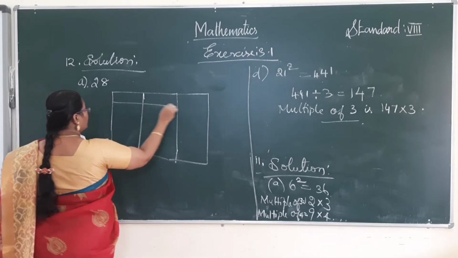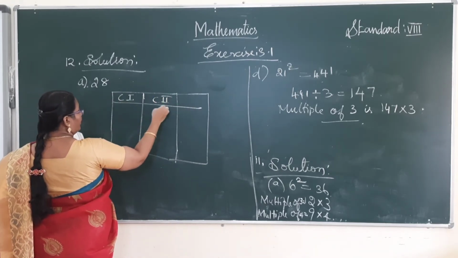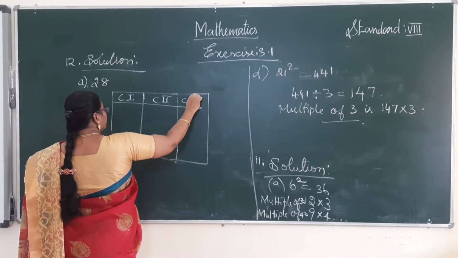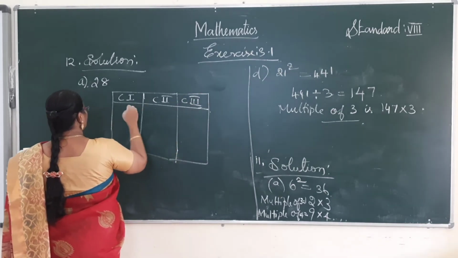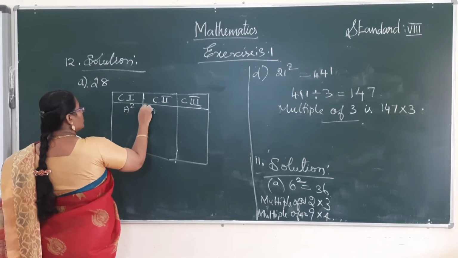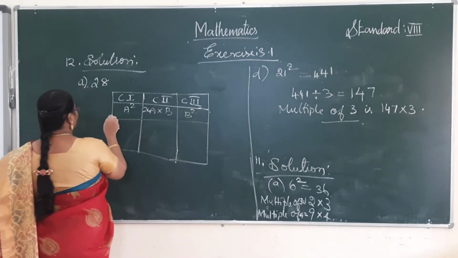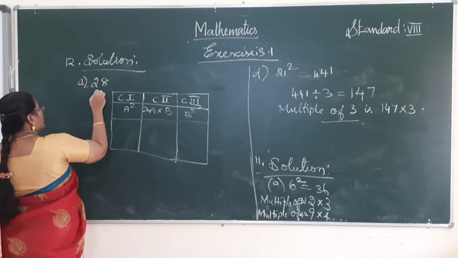Draw the column. Column 1, column 2. You will fully write. Okay. Column 3. What is that? A squared. The formula is 2 into A into B and B squared. Okay. Solution.